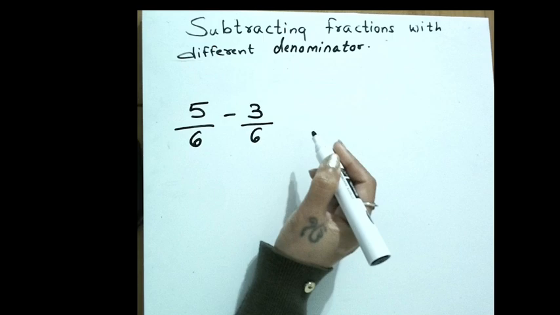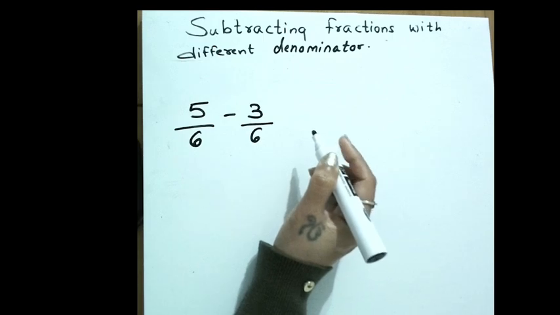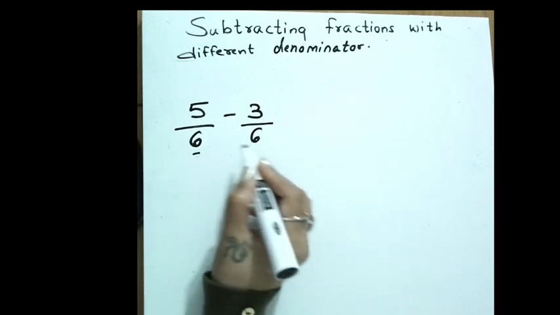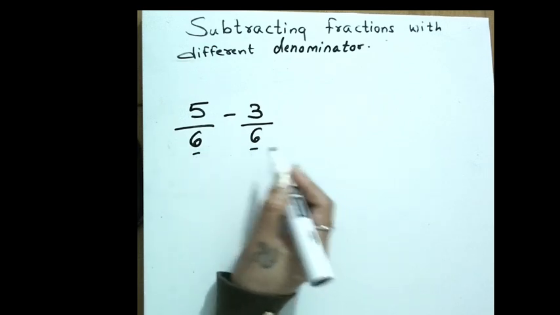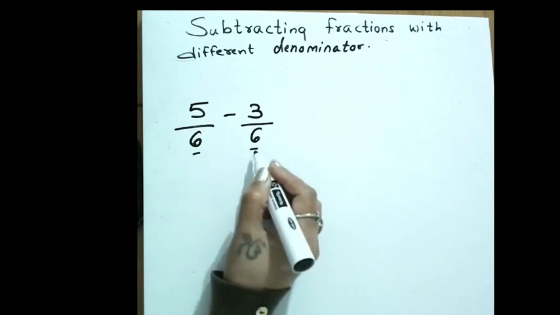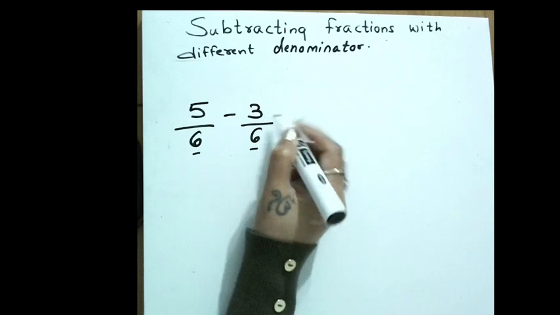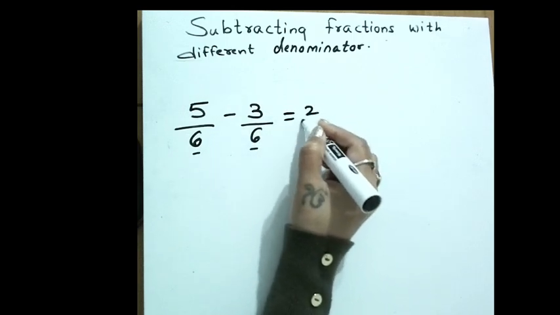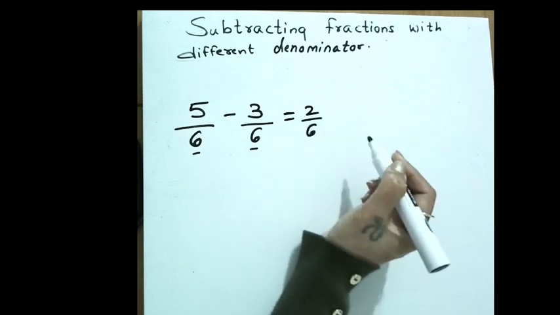So can we find the answer? Yeah, we can find the answer very easily because the denominators are the same. When the denominators are the same, you can work with your numerators. So you will do 5 take away 3 is 2 over 6.